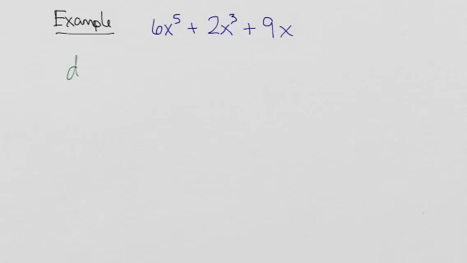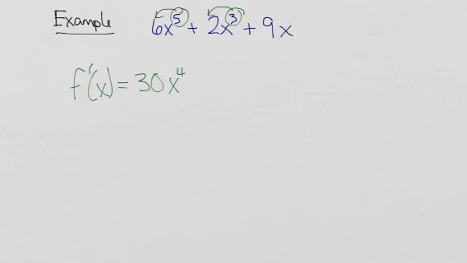Alright, again, the derivative. And if you'd like to use the other notation, you can use the other notation. If you'd rather use f prime of x, doesn't matter. Alright, so again, this 5 is going to go out front to be a coefficient, where it'll times up with that 6 for 30. And then the exponent drops by 1. And then this 3 is going to go out in front and times that 2 to make a 6. And then the exponent drops by 1.